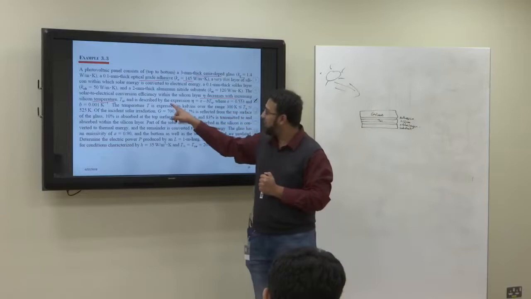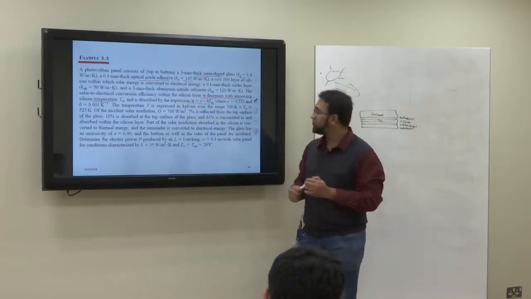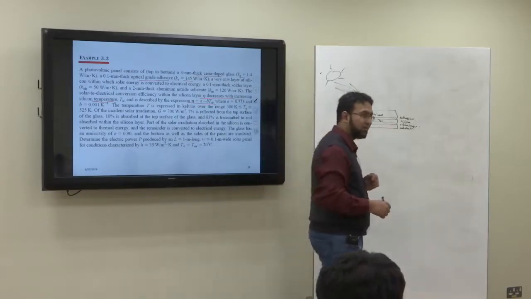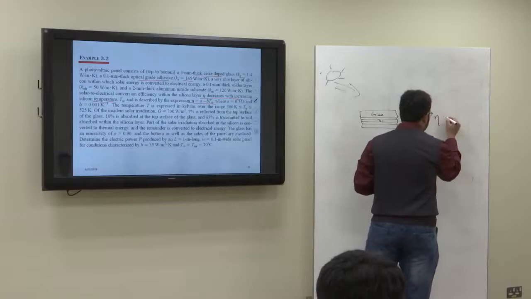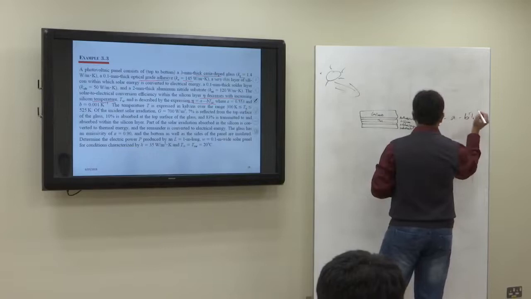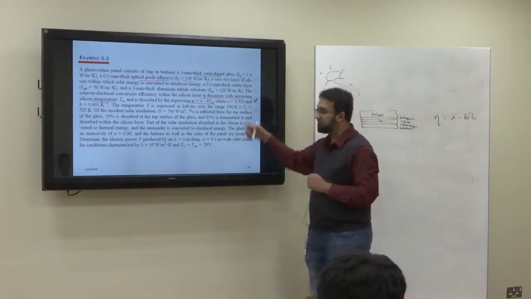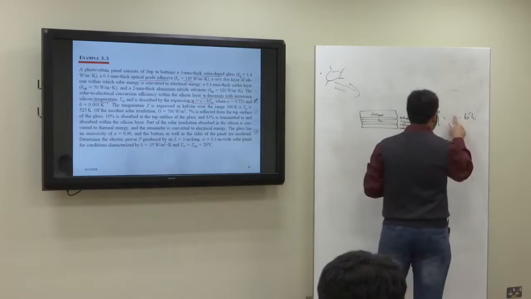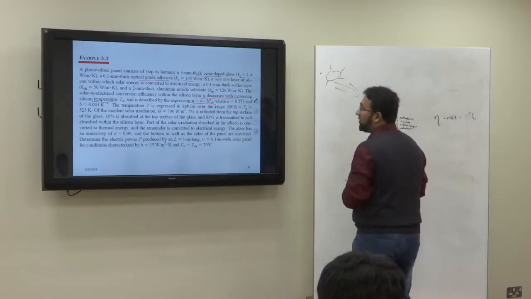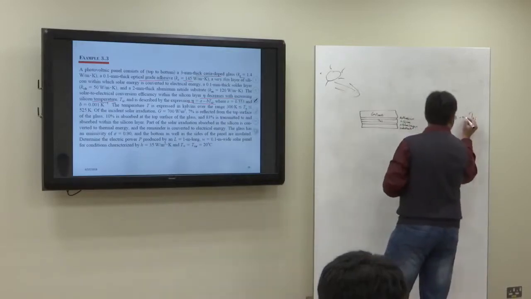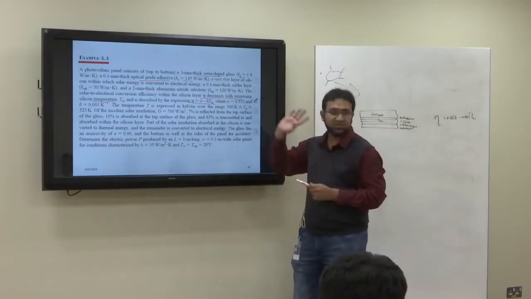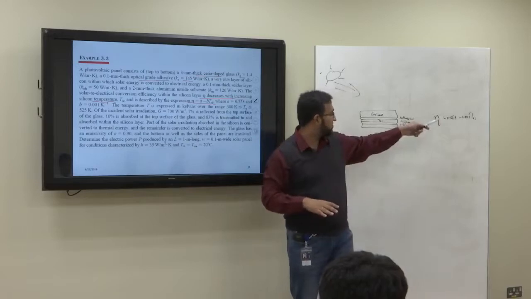It is described by an expression: efficiency equals A minus B T_silicon. So the efficiency of the silicon panel or the solar panel is given by A minus B T_silicon, where A is 0.553 and B is 0.001. The temperature T is expressed in kelvins. So this temperature T_silicon is in Kelvin.